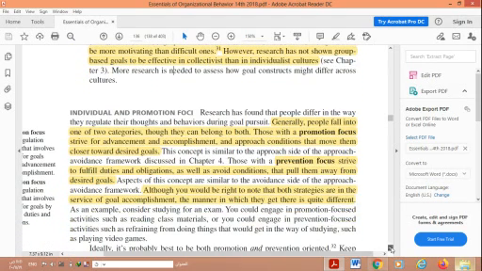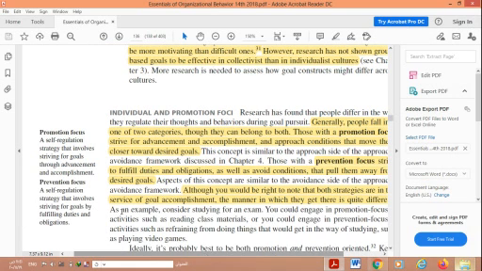Okay, individual and promotion foci. Here it means it's related to focus, the concentration or the focal point. Generally, people fall into one of two categories, though they can belong to both. The first one, promotion focus. Promotion focus means a self-regulation strategy that involves striving for goals through advancement and achievement.